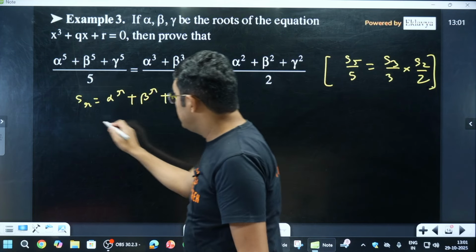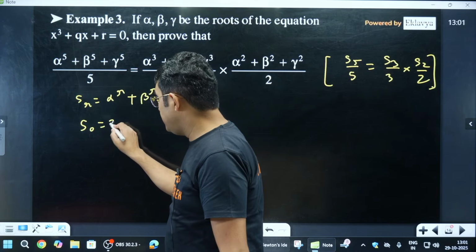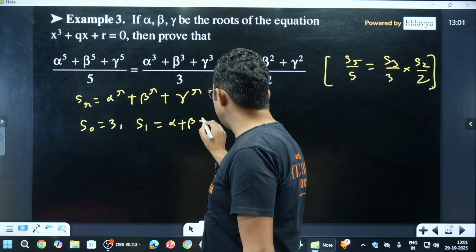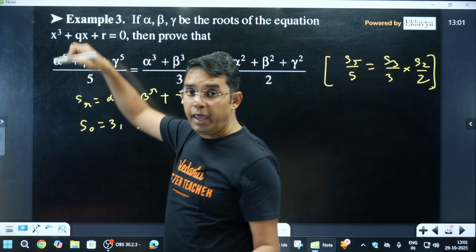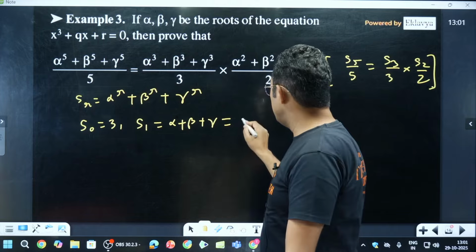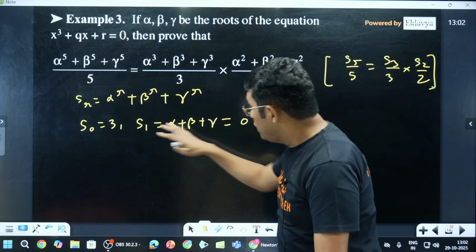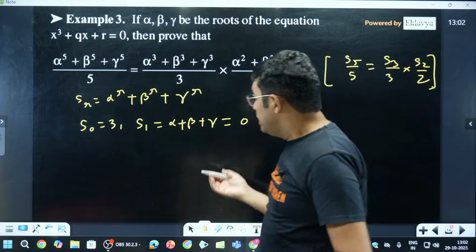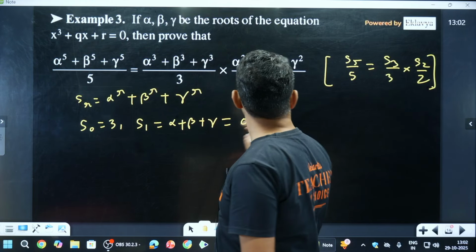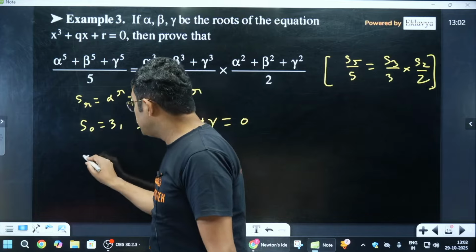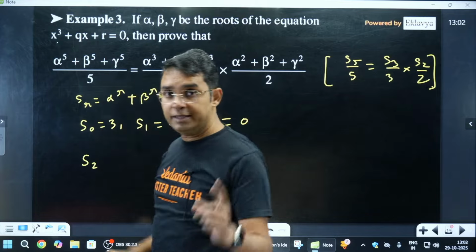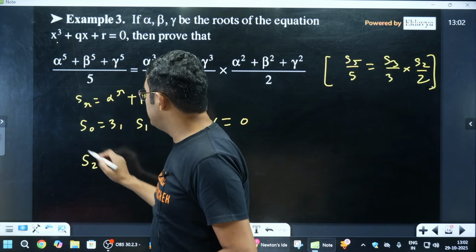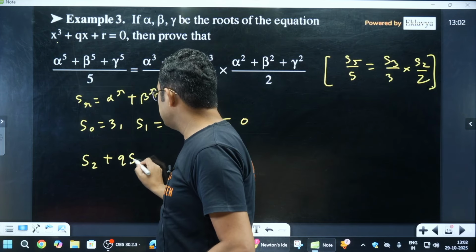Now in this case, S0 will be 3. S1 is alpha plus beta plus gamma. I think here you can check the x square coefficient is not there, so it will be 0. Now using these two, you can find S3 and S2 actually. Let us first find S2. So if I start with S2, please notice R is less than n this time, so it will start with 2. So it will be then QS1.